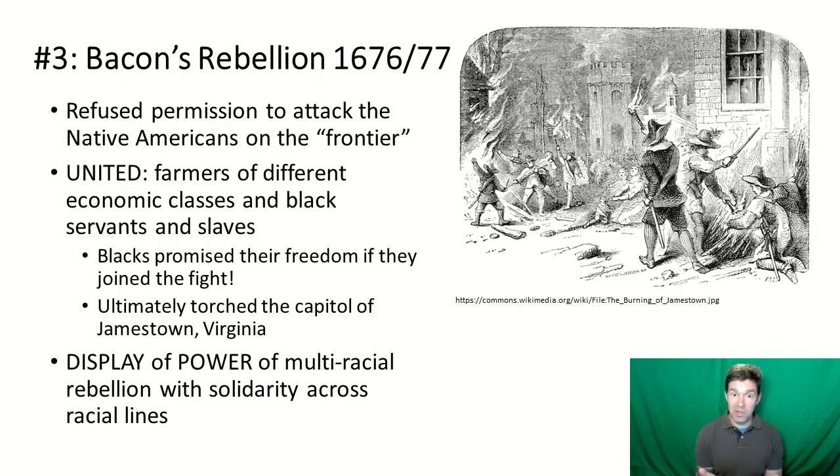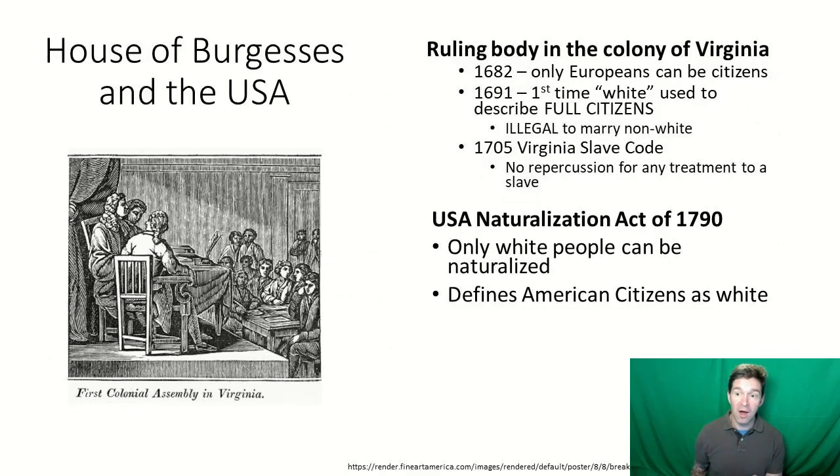So ultimately, they were pretty successful at first because they actually torched the capital of Virginia, Jamestown. Like they razed it. You can see in the picture there. And so this was really poignant for those elite in power because what it showed was the power of the people across racial lines, right? So if I can get the mob, the poor, to unite, that's a significant force to be dealt with, and that can ultimately displace us from our power.